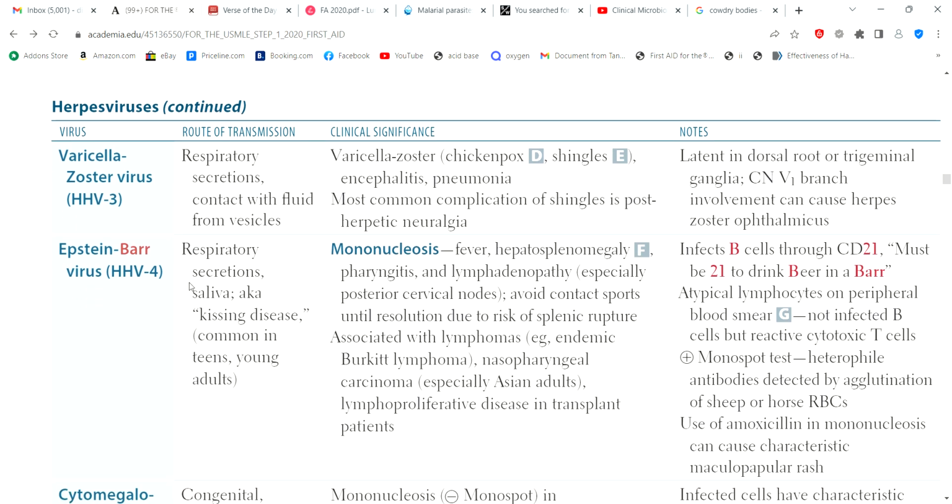In mono you have fever, hepatosplenomegaly, pharyngitis, and lymphadenopathy, especially in the posterior cervical nodes, and you have to avoid contact sports until resolution due to risk of splenic rupture. Epstein-Barr virus is associated with lymphomas. It causes 3 types of cancer. Number 1, Burkitt lymphoma, number 2, nasopharyngeal carcinoma, and number 3, Hodgkin's lymphoma.